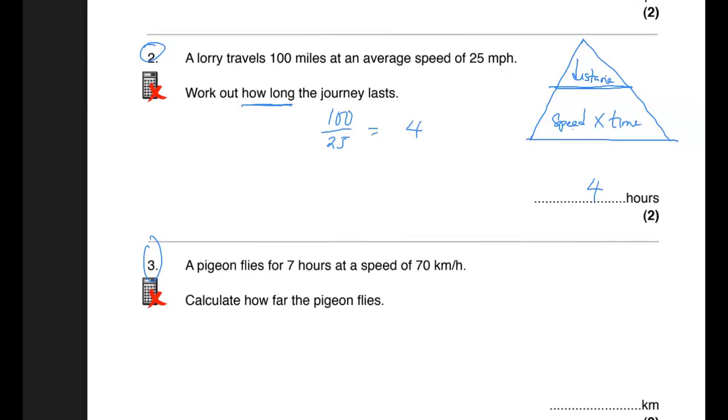Calculate how far the pigeon flies. How far means distance. Distance equals speed times time. Speed is this, time is this, so 70 times 7. That gives you 490 kilometers.